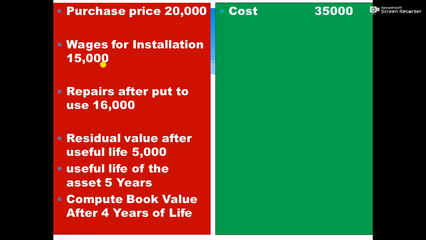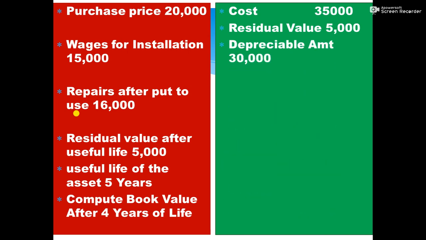The repairs after put to use, that is not a capital expenditure, that is a revenue expenditure. Expenditure incurred after the asset is put to use is revenue expenditure. Therefore, that 16,000 is not eligible for capitalization. The cost of the asset is 35,000. Residual value is directly given, that is 5,000. Therefore, depreciable amount is cost of the asset minus residual value, which is 30,000. The useful life of the asset is 5 years, and therefore depreciation per annum is 35,000 minus 5,000 divided by 5 years, 6,000 per annum.